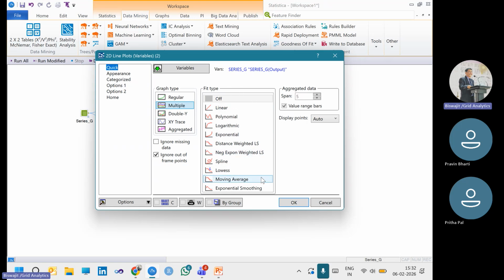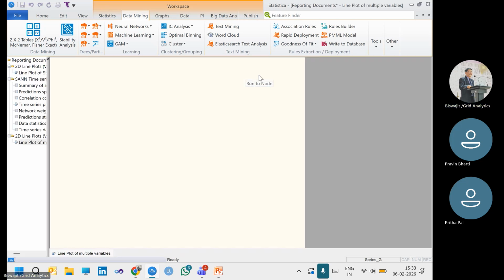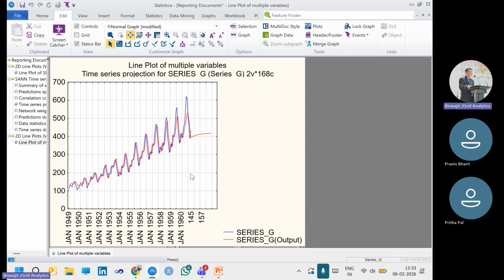In addition to that, I can also make the various fitting here. Suppose I wanted to deal with the exponential smoothing or moving average, I can do the same. Let me run this node. Yeah. So even for the 2 years, it is working well because our data are in the increasing trend.